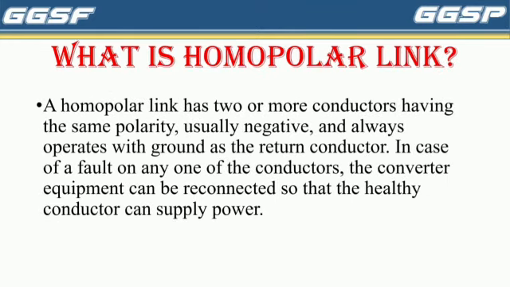What is a homopolar link? A homopolar link has two or more conductors having the same polarity, usually negative, and always operates with ground as the return conductor. In case of a fault on any one of the conductors, the converter equipment can be reconnected so that the healthy conductors can supply power.